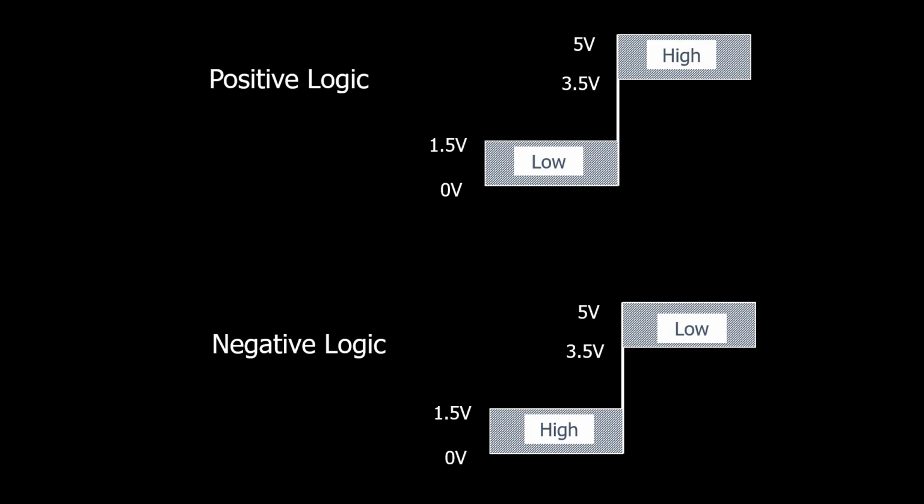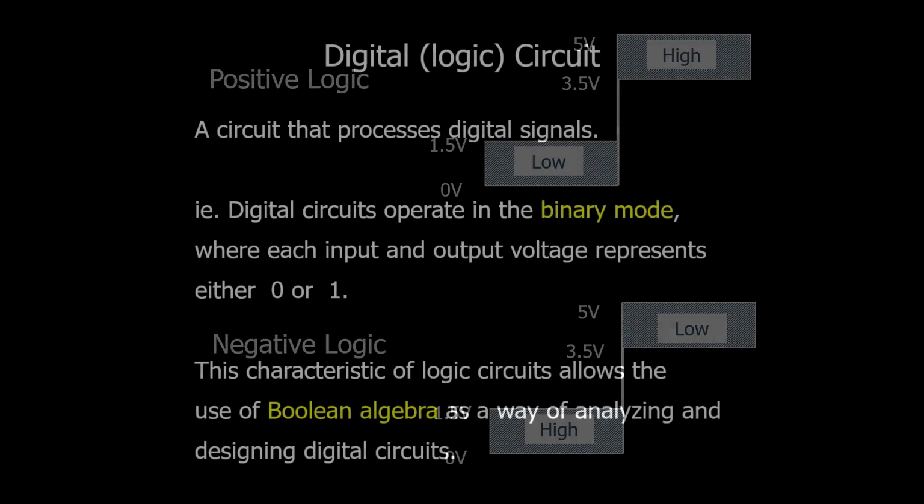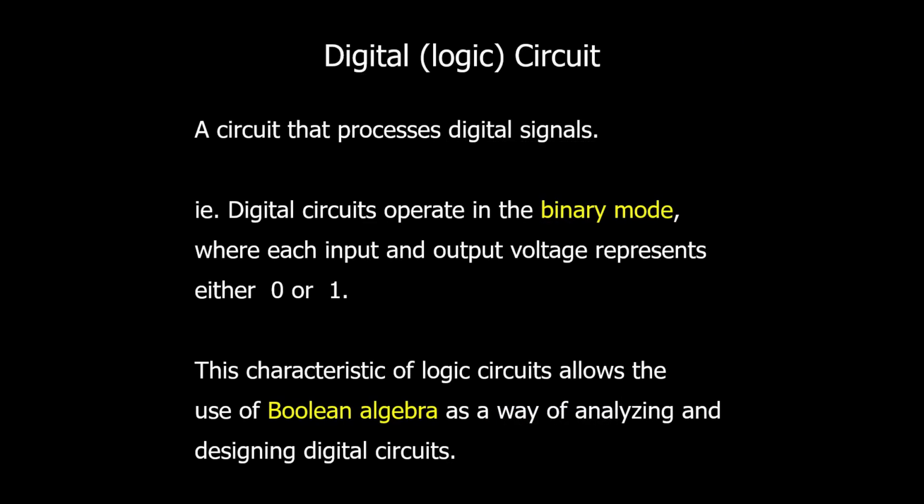As we have an idea about a digital signal now, let's see what is a digital circuit. It's a circuit that processes digital signals. The important thing about a digital circuit is it operates in the binary mode. In that, each input and output voltage represents either 0 or 1. This characteristic of using either 0 or 1 in a digital circuit will enable us to use Boolean algebra in analyzing and designing digital circuits. The reason being that Boolean algebra also has two values, similar to a digital circuit.